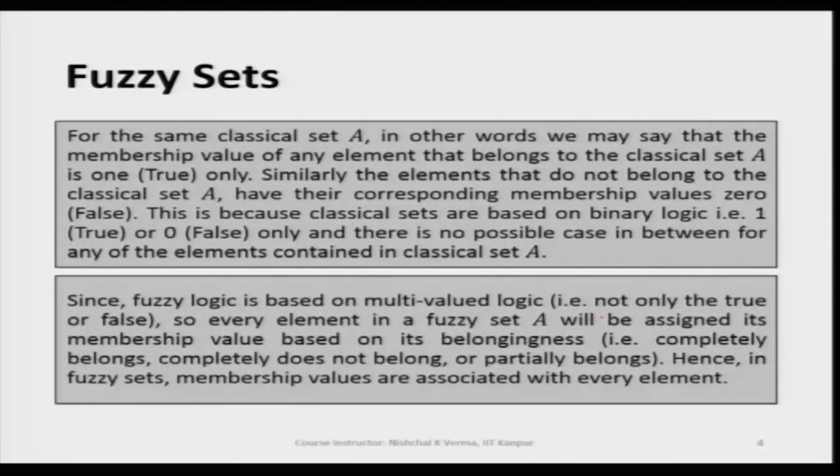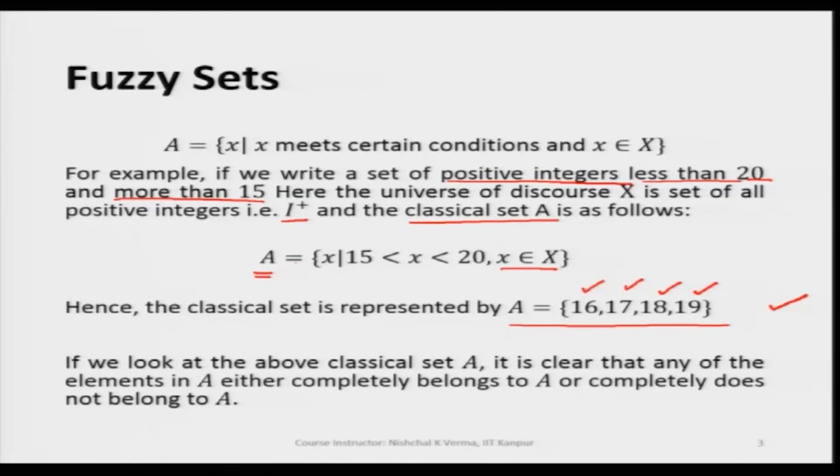For the same classical set A, let me make this clearer. In other words, we may say that the membership value, a new term, comes in here. When I was mentioning 100%, it means 100% is the membership value. In a classical or conventional set, the elements that are present are present with 100% membership value. So, the membership value of 16 is 100%, although it is not written.